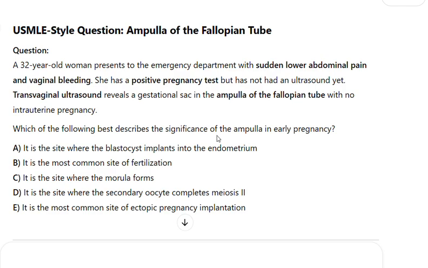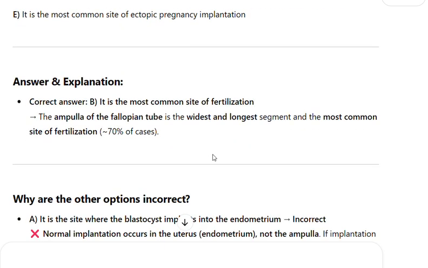Answer and explanation. Correct answer: B. It is the most common site of fertilization. The ampulla of the fallopian tube is the widest and longest segment and the most common site of fertilization, 70% of cases. Why are the other options incorrect?